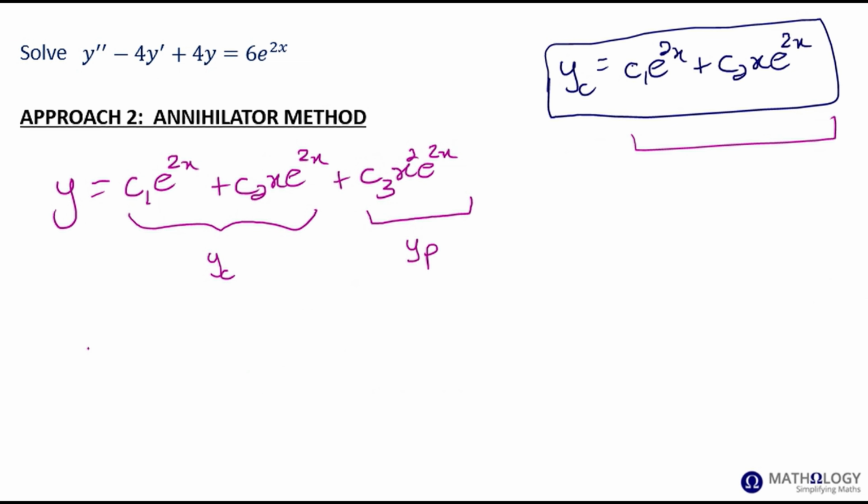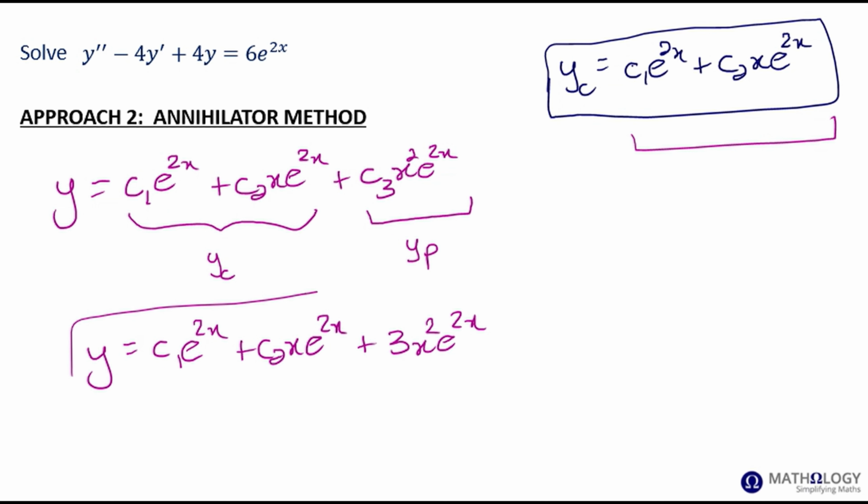So the general solution to this differential equation is given by y equals c1 e to the 2x plus c2x e to the 2x. c3 equals 3, so we have plus 3x squared e to the 2x, and this is the same general solution we got for the differential equation when we used the undetermined coefficients method.